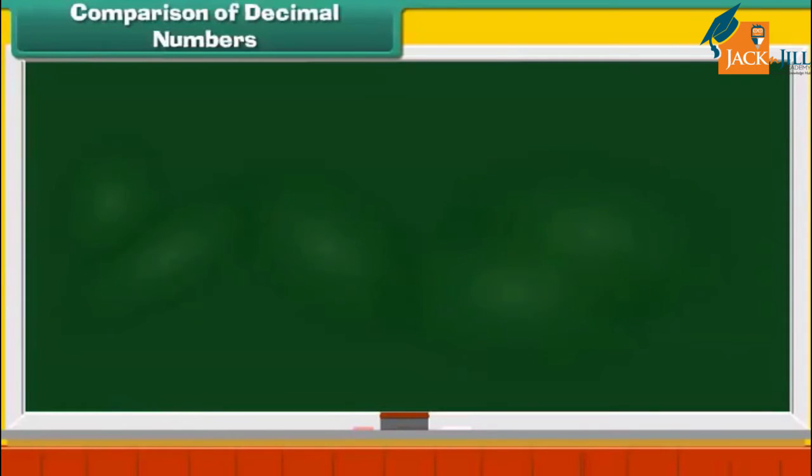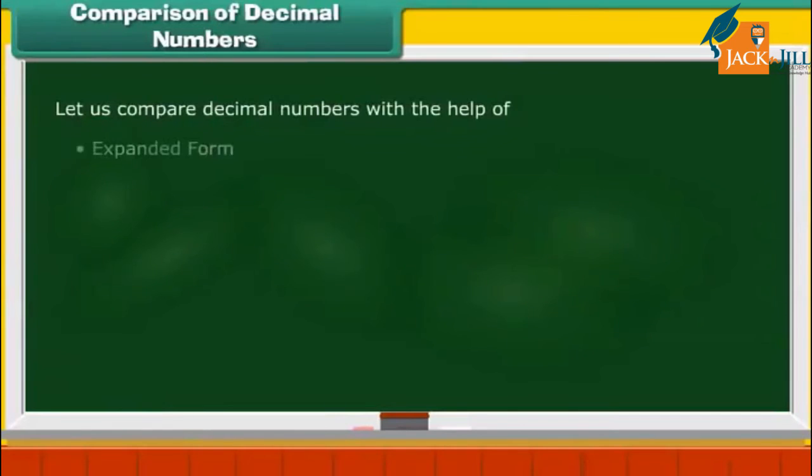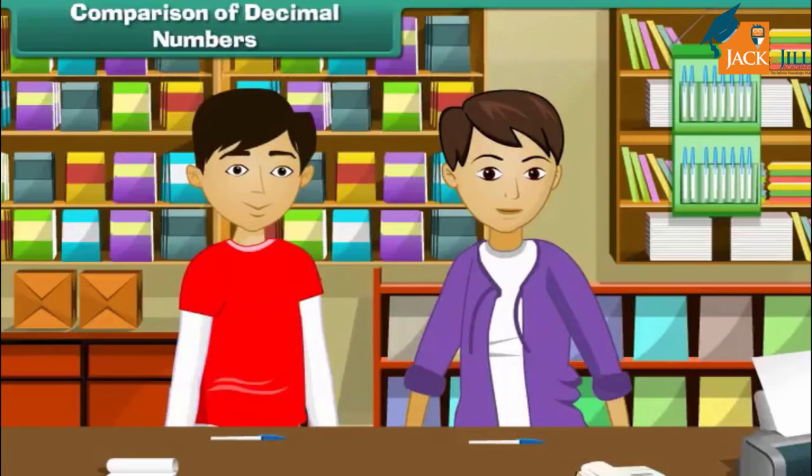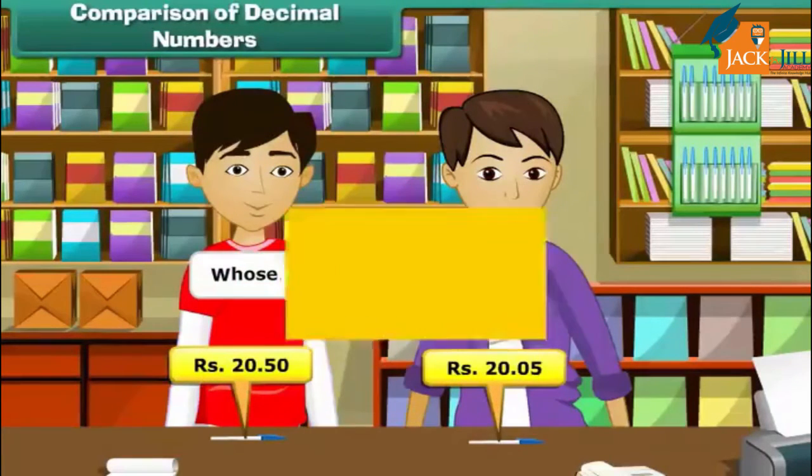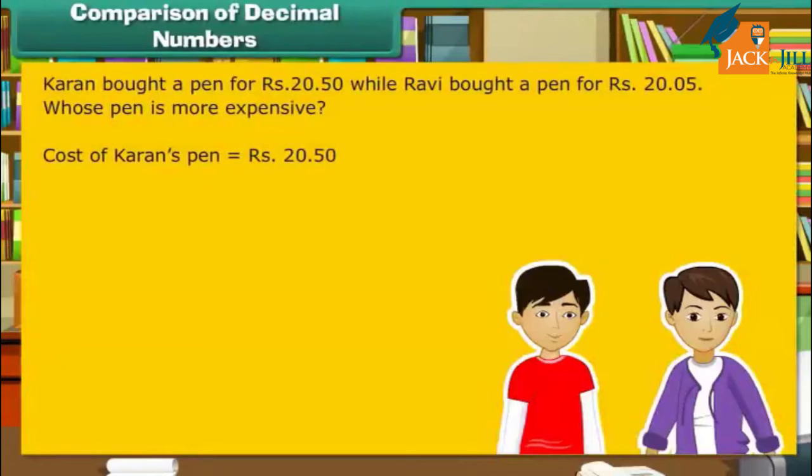Comparison of decimal numbers. To understand decimals better, we now compare decimal numbers with the help of expanded form, ascending and descending order. Let us look at some examples. Karan bought a pen for rupees 20.50, while Ravi bought a pen for rupees 20.05. Whose pen is more expensive? Cost of Karan's pen is equal to rupees 20.50. That is equal to rupees 20 and 50 paise.